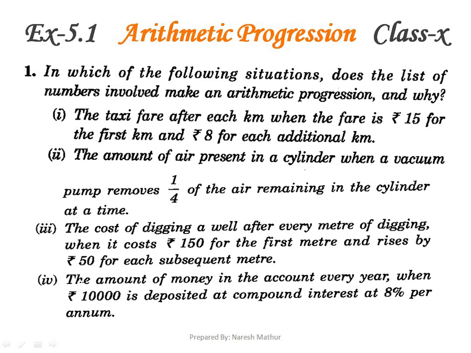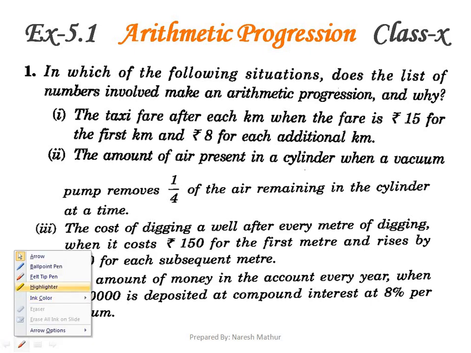So here we go. Let's discuss the first condition. We are given the taxi fare after each kilometer when the fare is 15 rupees for the first kilometer and 8 rupees for each additional kilometer. Now just consider this condition. We need to pay 15 rupees for the first kilometer. For the journey of 2 kilometers, the fare would be 23 rupees. For a journey of 3 kilometers, we need to pay 23 plus 8, 31 rupees. So this process will go on. By this we can see the fares differ by 8 rupees each time. As the common difference is the same, we can say yes, they are making an AP.